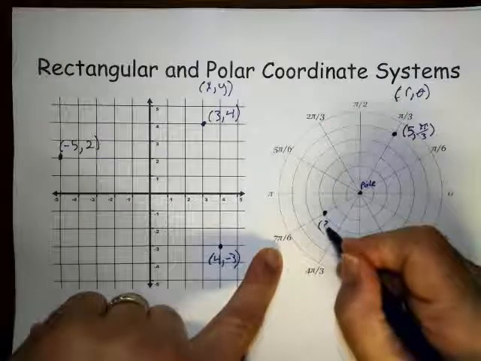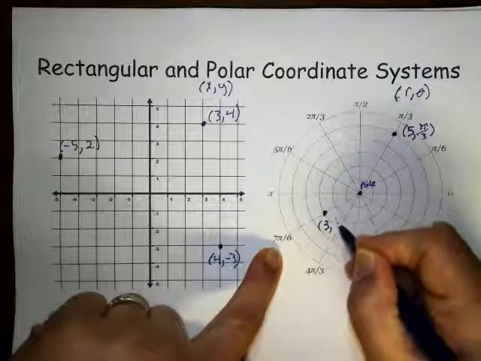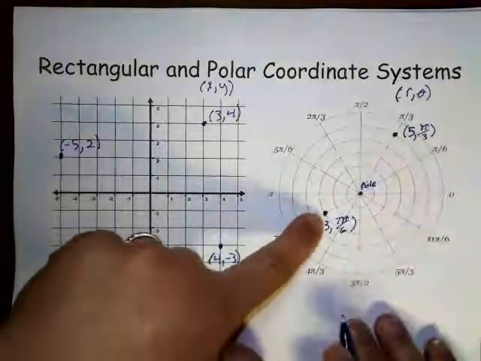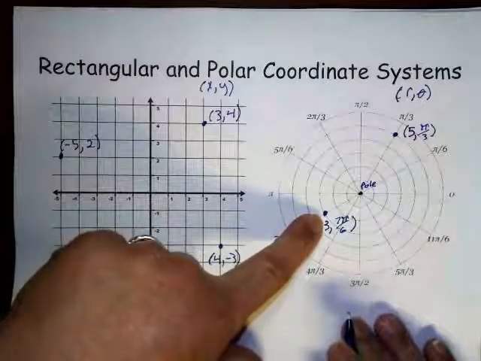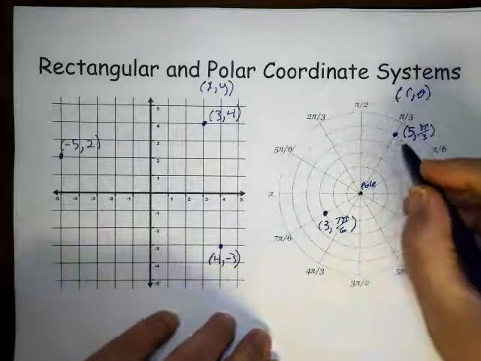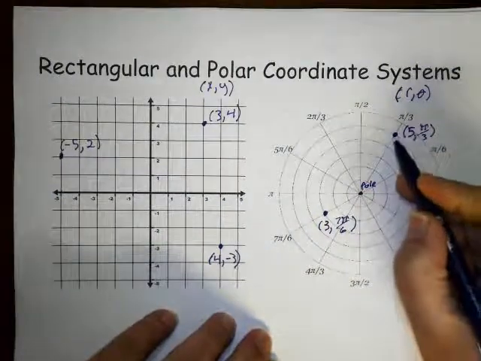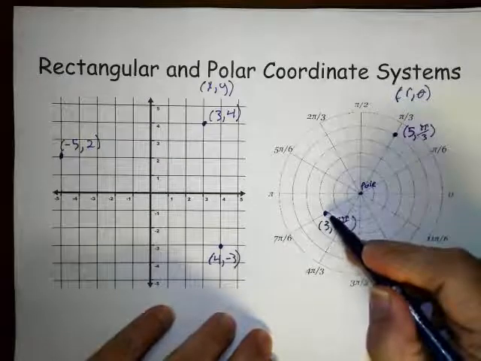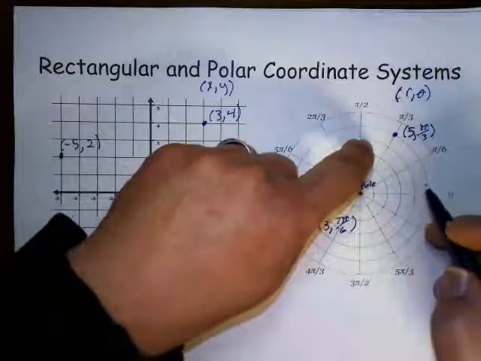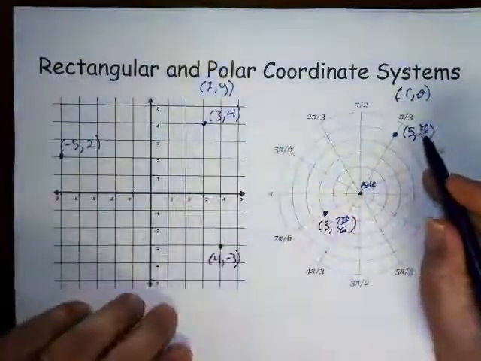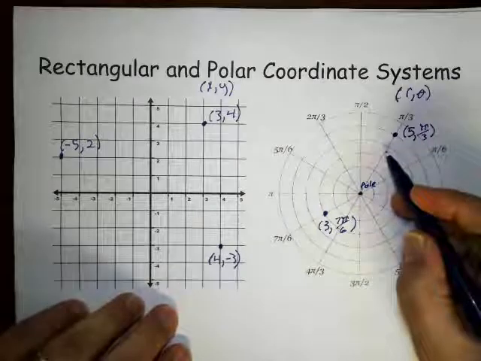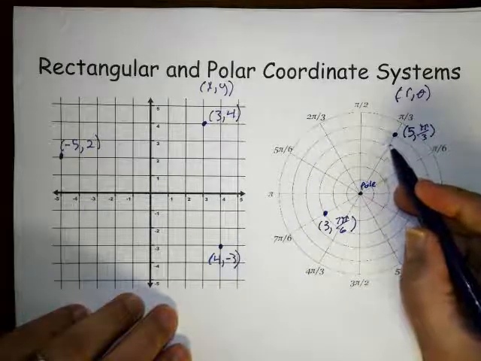So that point would be 7 pi over 6. That would be this point right there. Okay, now the interesting thing here is that there's actually an infinite number of ordered pairs that designate these points, because what I can do here is I could have 5 pi over 3, but I could also go all the way around the circle like that, and then this would be like 7 pi over 3.